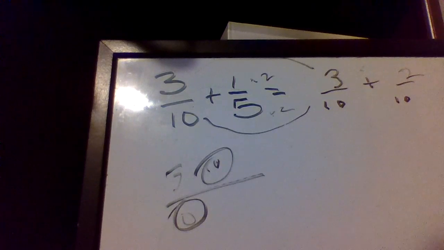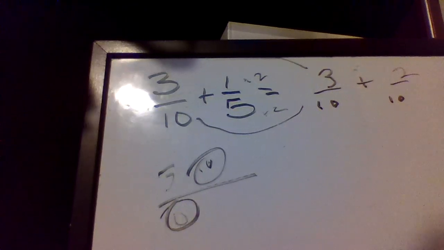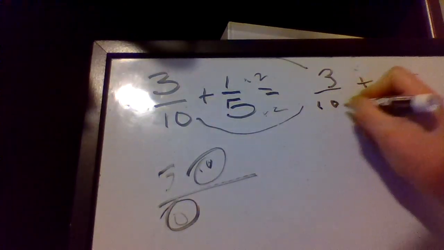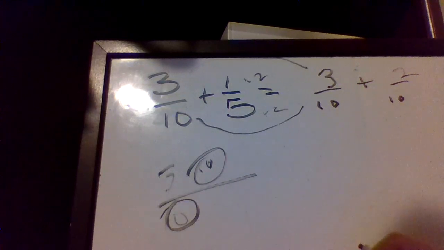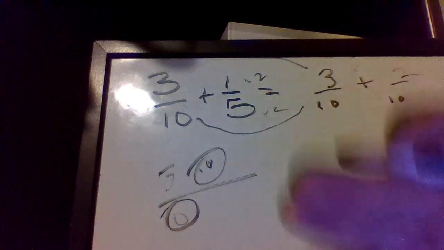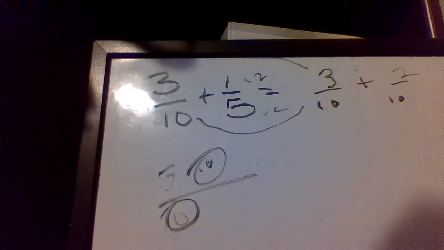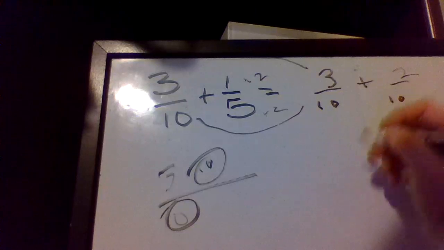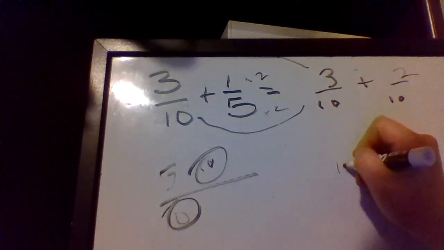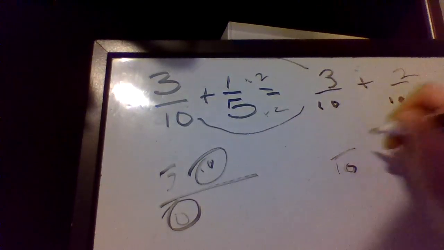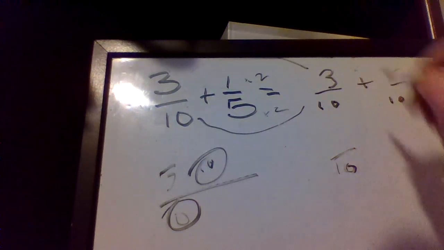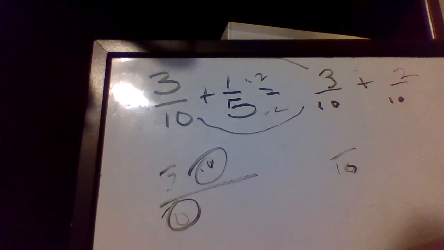Now we're ready to add. We have our like denominators and we're ready to add just like we did yesterday. So 10 plus 10 is... Wait, what? Oh, I don't add the denominators? Oh, thank you, thank you. Okay, so we just bring our 10 down. And then we're going to add our numerators. So 3 plus 2 is 5.